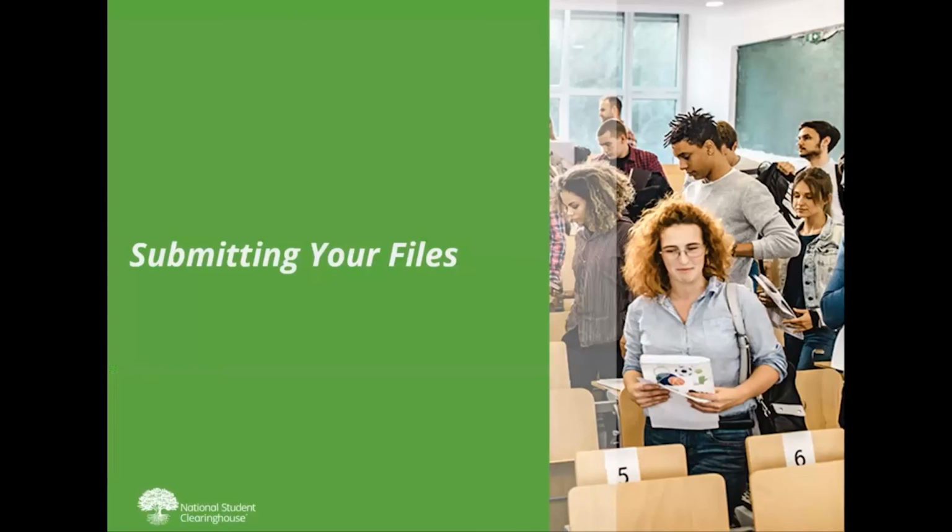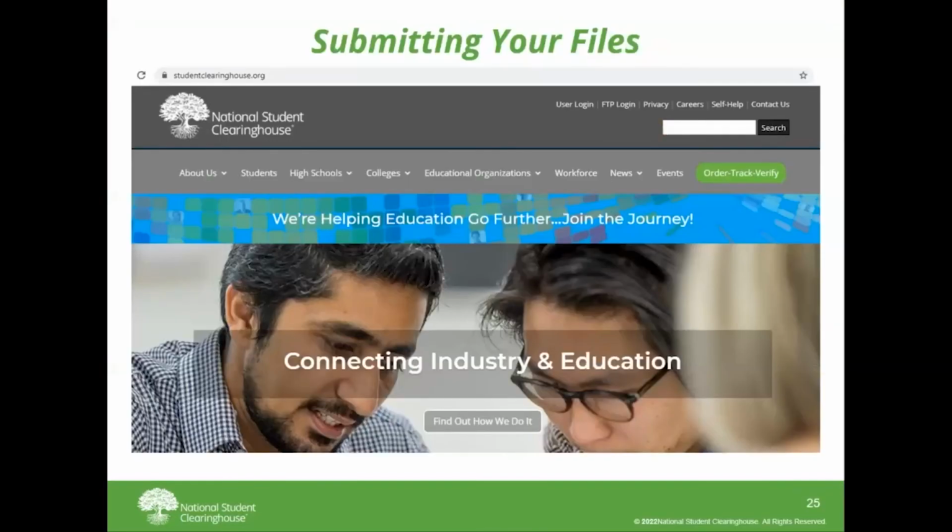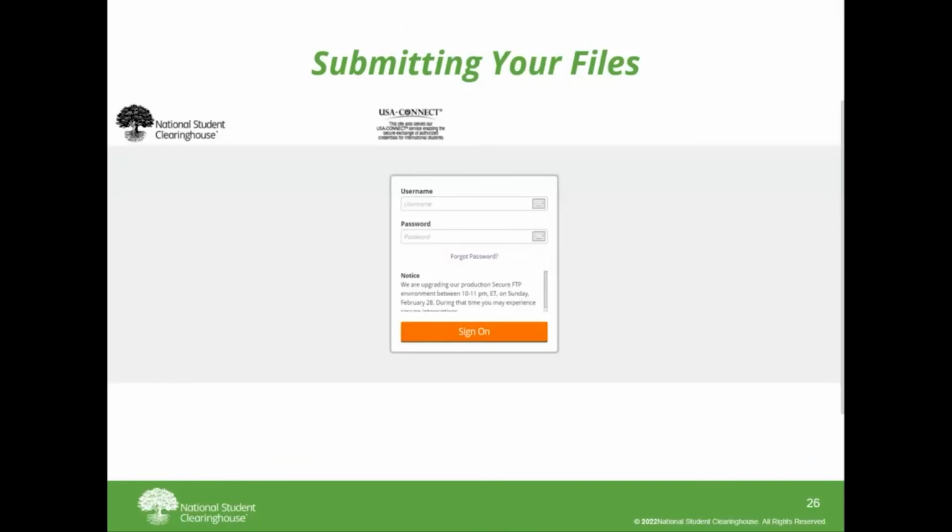Now it is time to start submitting your files. There are two ways to submit your files, via API or secure FTP. First, we will look at the secure FTP process. To start the data upload, please go to the Clearinghouse homepage at studentclearinghouse.org. Then select FTP Login at the top right-hand corner of the screen.